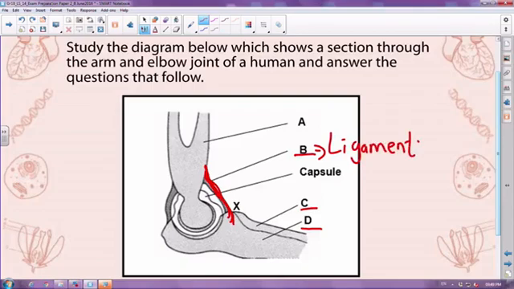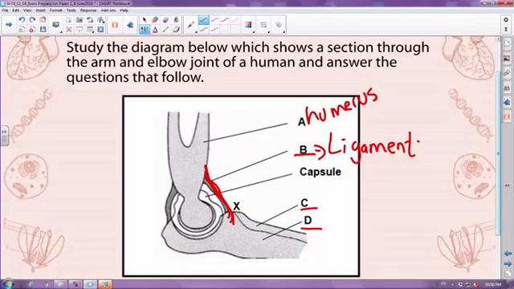Right, now if we have a look at C and D. This number A, it's the elbow, would be the humerus. Now if we have a look at C and D, how do I remember which one is which?